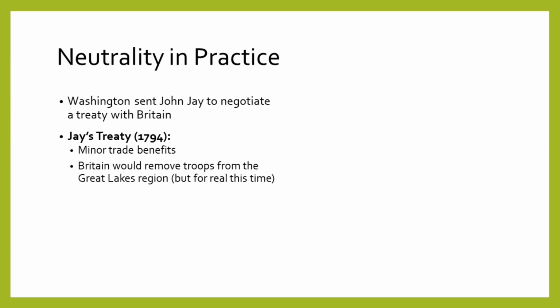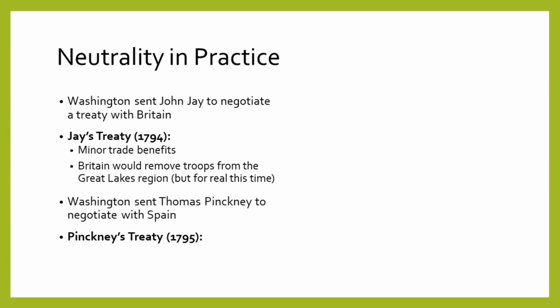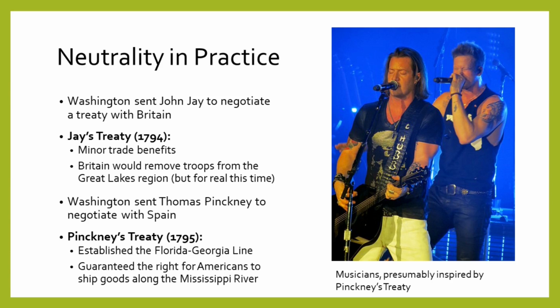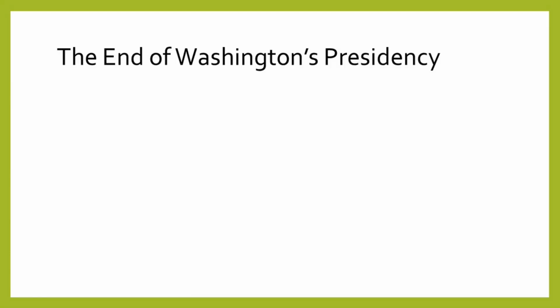The following year, Washington sent Thomas Pinckney to negotiate a similar treaty with Spain. That one settled a boundary dispute between Georgia and Florida, and it guaranteed Americans the right to ship goods down the Mississippi River and through Spanish New Orleans. That second part was actually really important for the growing American population west of the Appalachians because they could get their crops to market way more efficiently through the Mississippi than they could by shipping them over land across the mountains. And that brings us to the end of Washington's second term as president.